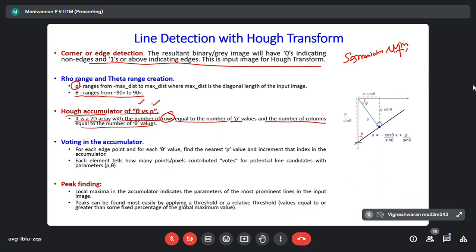We are going to have 2 points only, right? Then voting in the accumulator: for each edge point, for each theta value, find the nearest rho value and increment the index in the accumulator. Right? Next is called the accumulator. It will start like this, with accumulator A equal to 0. First, what it calculates is for each edge point. There are 2 edge points here, but in a real image you will have maybe hundreds or millions of points.